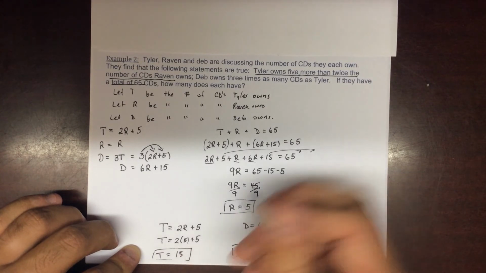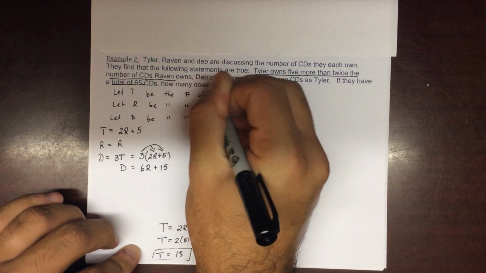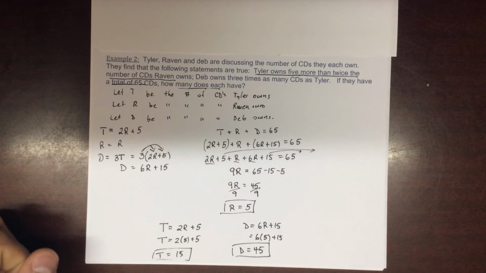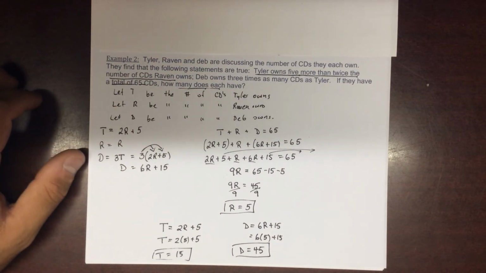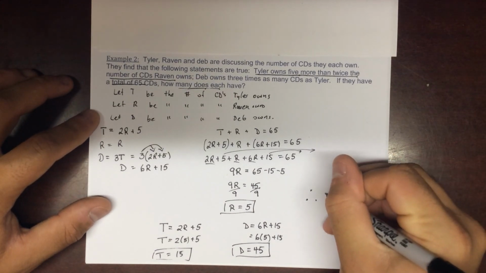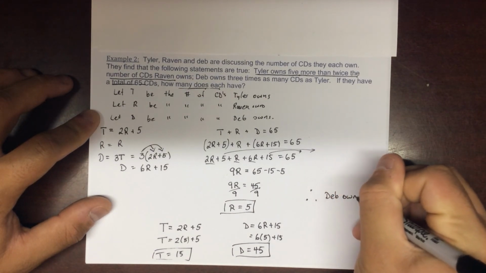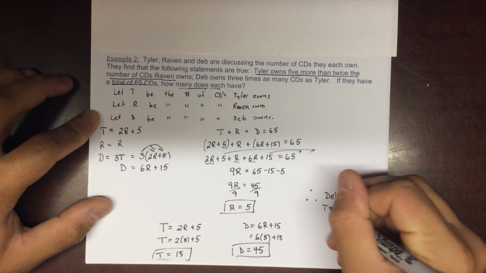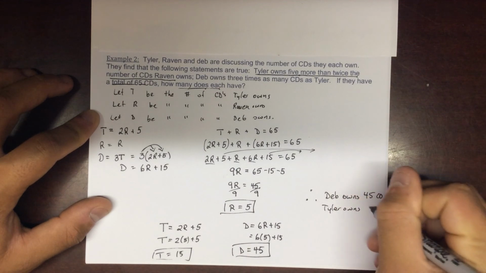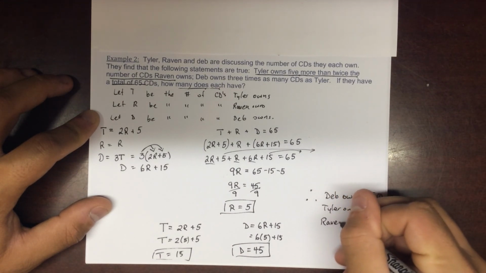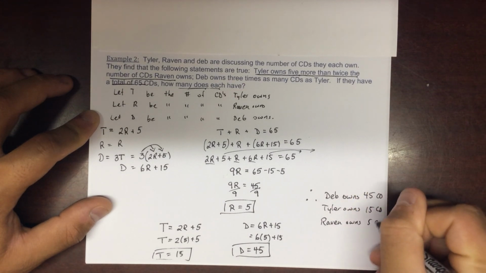Why did I do each of those? Because the question asked, how many does each person have? Remember, it's always important to go back in a word problem. What is the question actually asking me to find? So, with any word problem, I do a quick therefore. Deb owns 45 CDs. Tyler owns 15 CDs. And Raven owns 5 CDs.